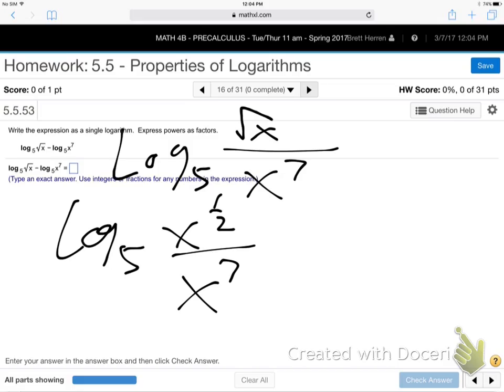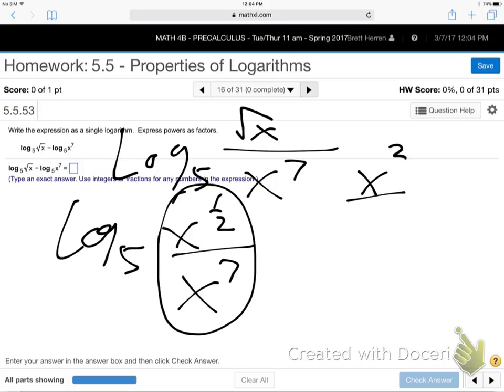How do we do this piece of the puzzle? How do you just forget about the log for a minute? What do you do with x to the half over x to the 7? What is that? Can you move it up and say x to the -7? Yeah, you totally could. That's what it is. What you're saying is true. How about I say it this way? I think you'll remember it the easiest way possible.